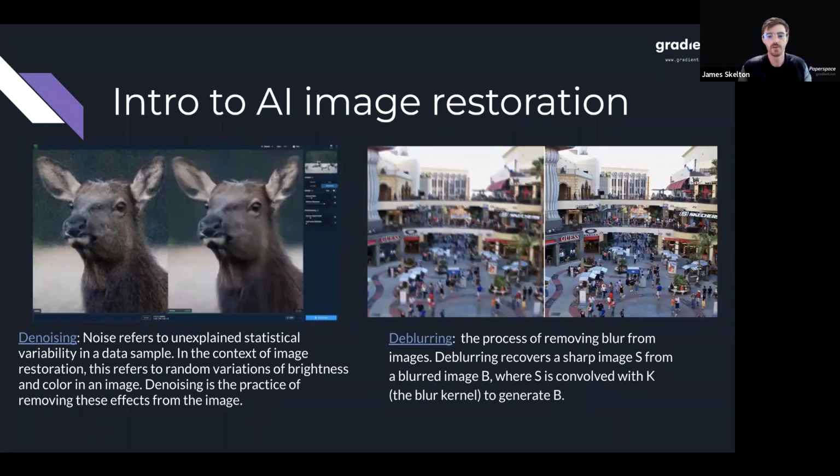All right, so let's introduce some relevant jargon for AI image restoration. First up is denoising. So if any of you, and I assume many of you, are familiar with working with statistics, noise refers to unexplained statistical variability in some data sample. So in the context of image restoration, this would refer to random variations in brightness and color in the image. And denoising itself is the practice of removing these effects from the image.